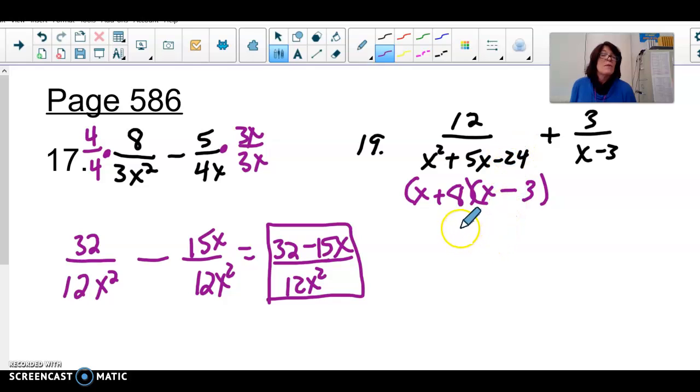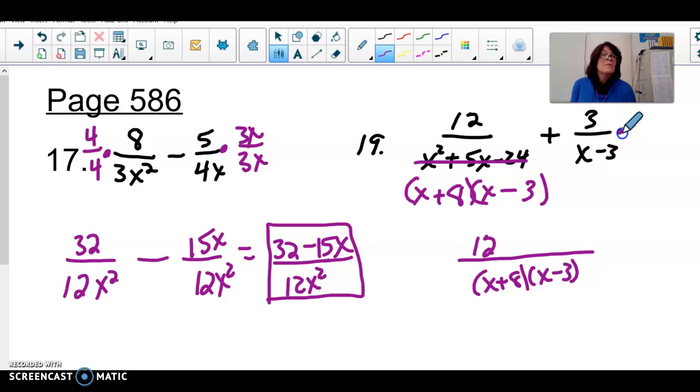Okay, so my new expression is 12 over this plus 3 over x minus 3. My common denominator would be x plus 8 times x minus 3, which this already is. 12 over that, I already have x plus 8, x minus 3. This one, I need an extra x plus 8, right? So that the denominator will be x plus 8, x minus 3. So I need to take 3 times x plus 8.